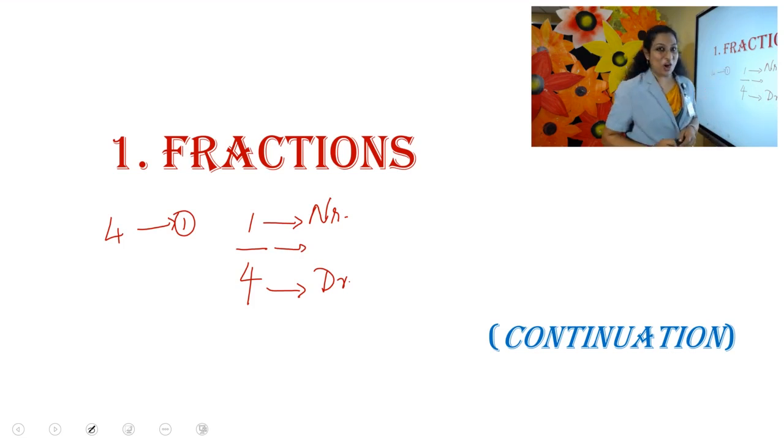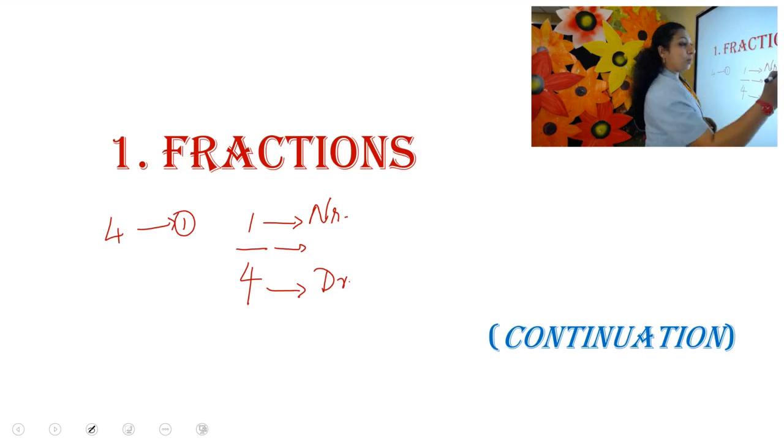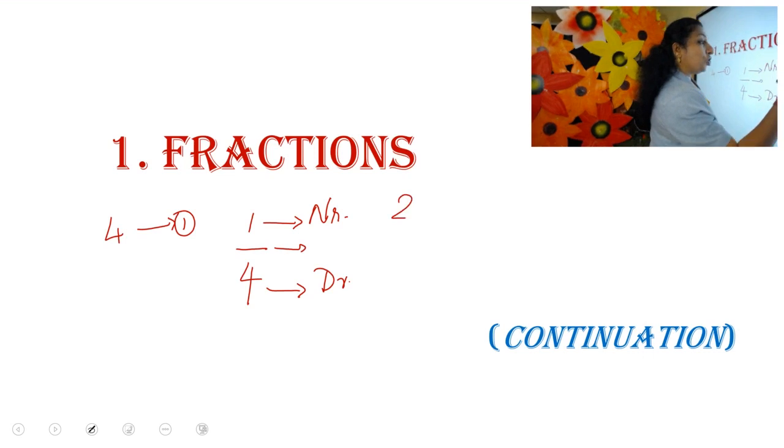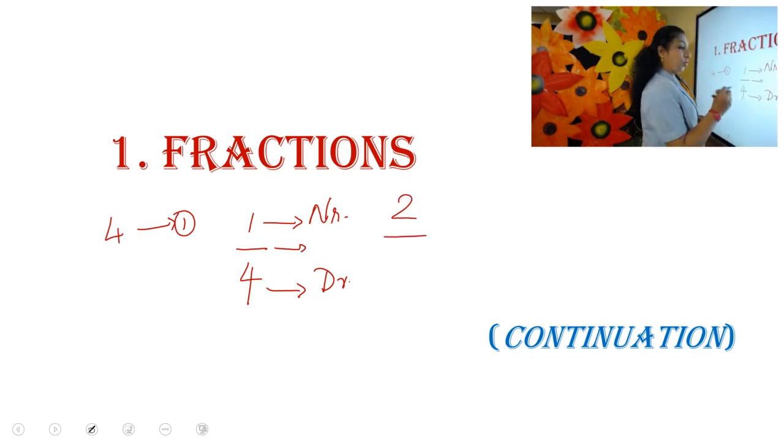All these things Sunny teacher taught you. So again, we learned how to write an equivalent fraction. What are the equivalent fractions for 1 by 4? How will you write an equivalent fraction? By multiplying numerator and denominator with the same number. If I multiply it with 2, what will you get? 1 into 2, 2; 4 into 2, 8. So 1 by 4 is equivalent to 2 by 8.